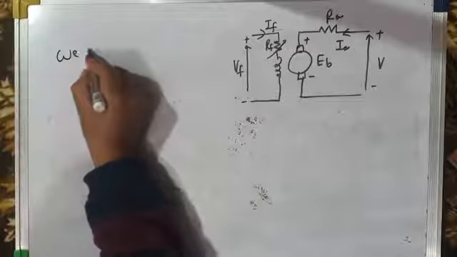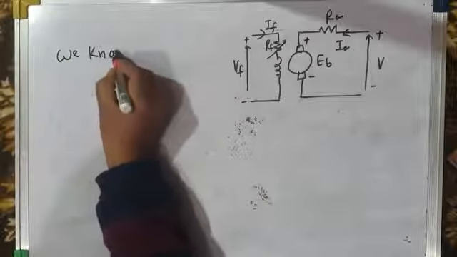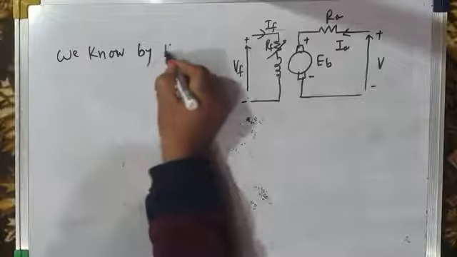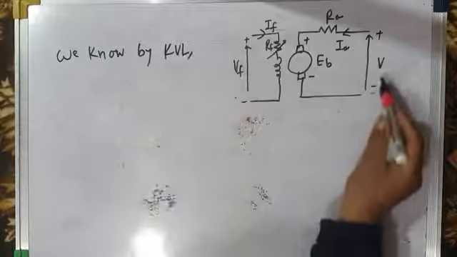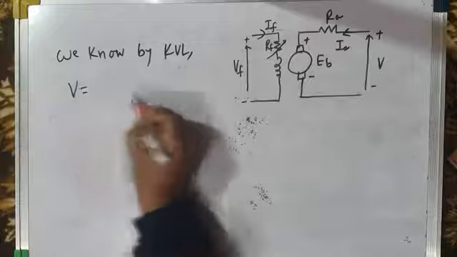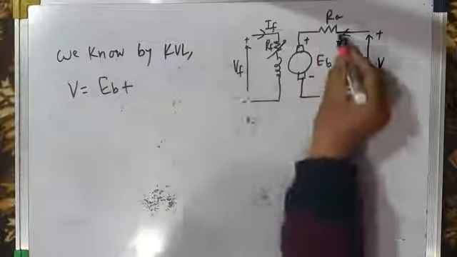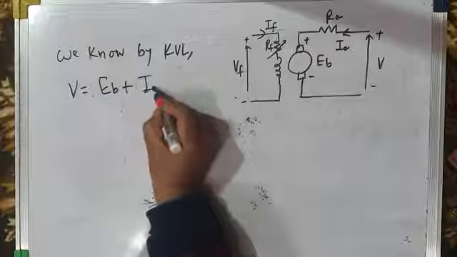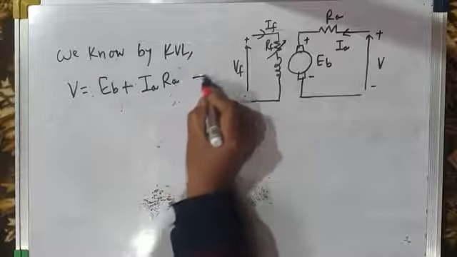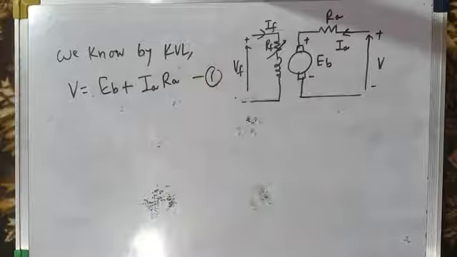Let us try to derive the torque speed characteristics of shunt as well as separately excited DC motor. If we apply Kirchhoff's voltage law, KVL, in this circuit, the applied voltage V is equal to Eb, the back EMF, plus the voltage drop across the armature resistance, that is plus Ia Ra. Let's call this equation number 1.